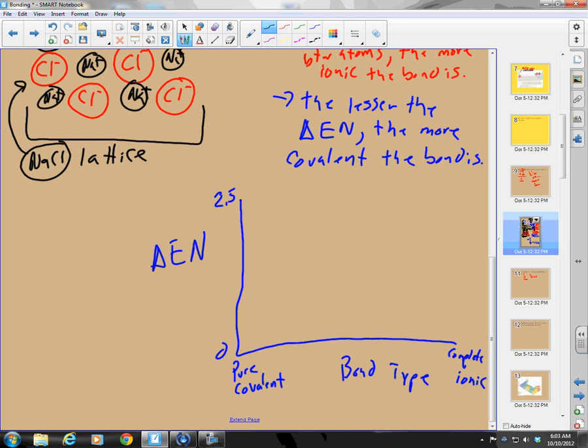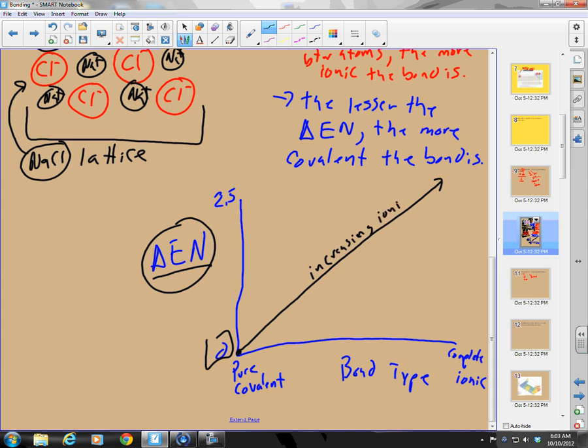When my change in electronegativity is 0, we have pure covalent. And as my change in electronegativity increases, it becomes more and more ionic. And so we would say this is increasing ionic character.